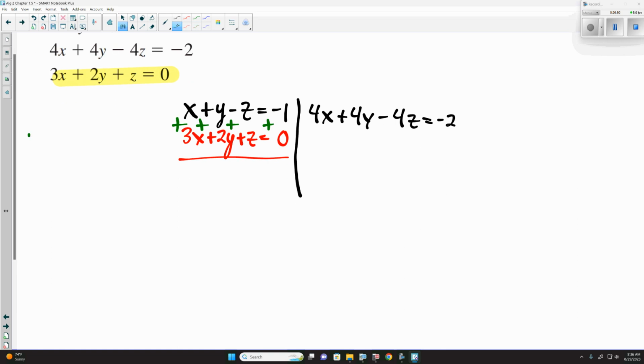And simplify with this. Here, x plus 3x is 4x. Y plus 2y is plus 3y. Z plus negative z, 0. And lastly, negative 1 plus 0 is negative 1.